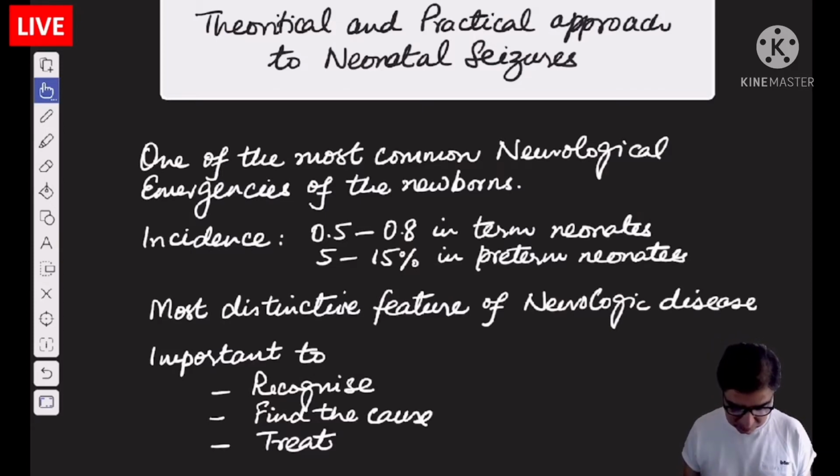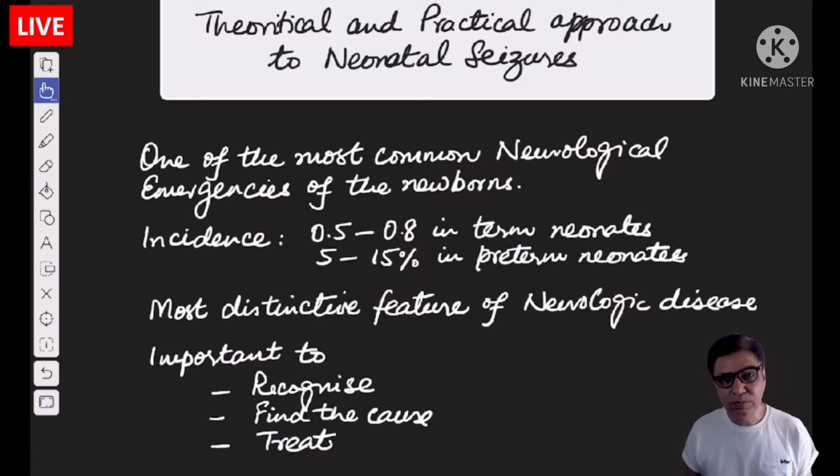The incidence is 0.5 to 0.8% in term neonates, while the incidence is relatively higher when we talk about preterm neonates because of their neuronal immaturity. The incidence is 5 to 15%.